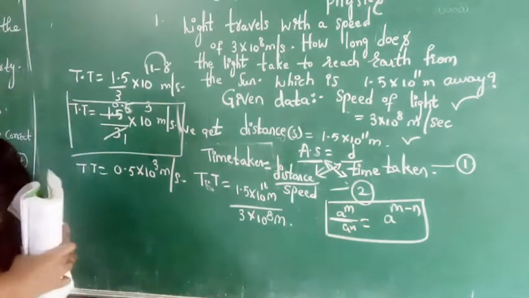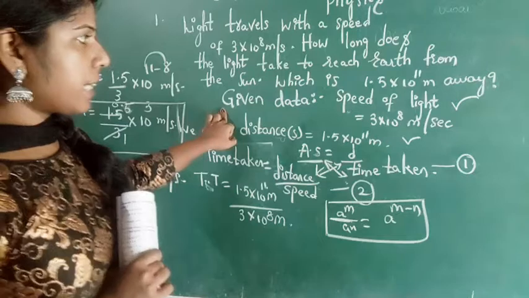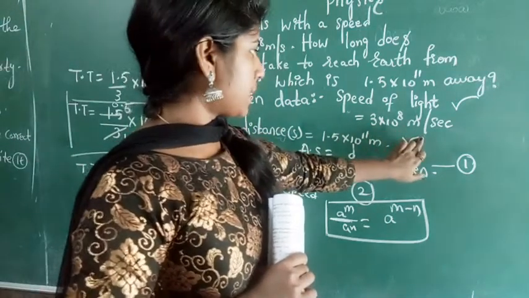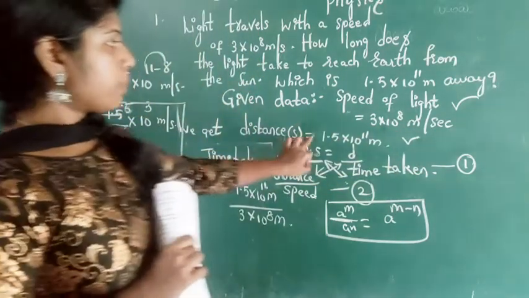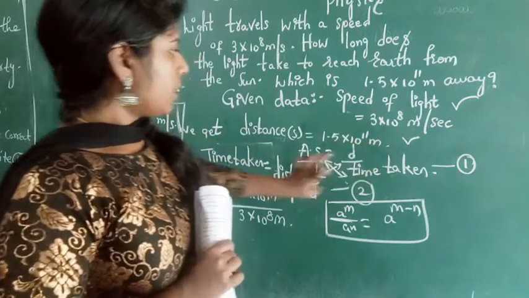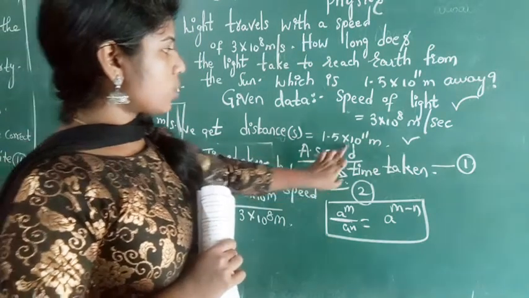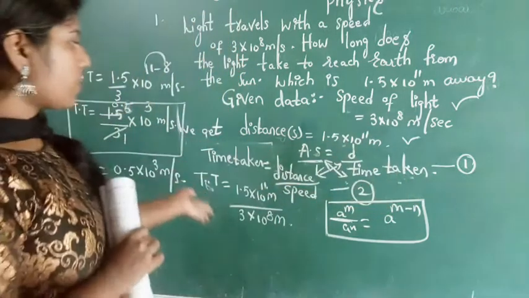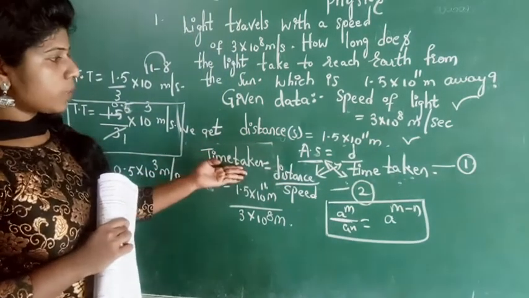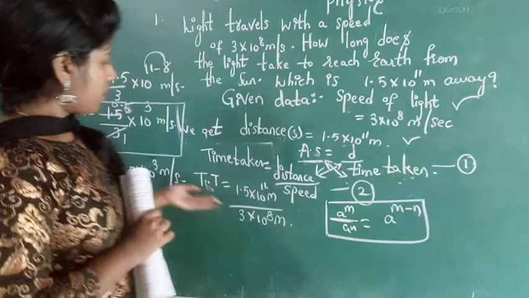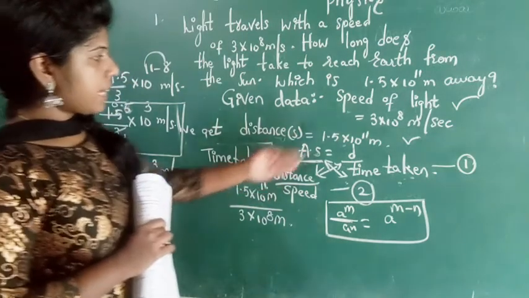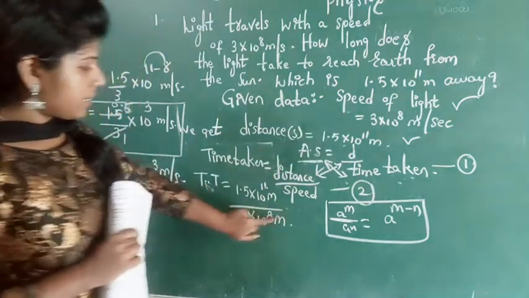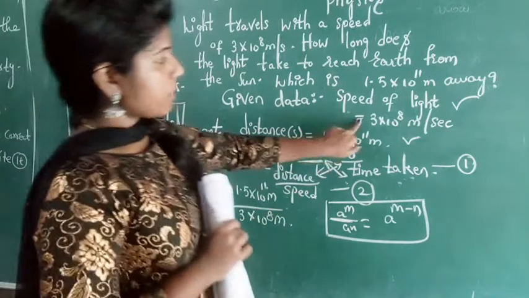Once again I am repeating. Given data, speed of light is 3 into 10 power 8 meters per second. Distance is 1.5 into 10 power 11. So we know that average speed is equal to distance by time taken. This is equation number 1. From that equation we get time taken is equal to distance by speed, that is 1.5 into 10 power 11 divided by 3 into 10 power 8.